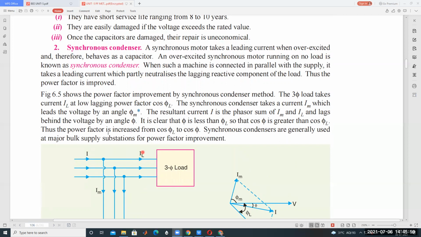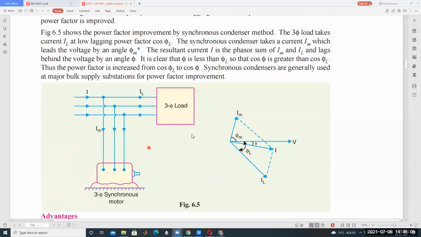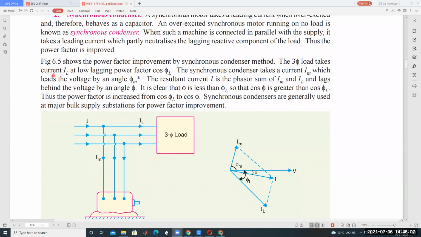In this figure, power factor improvement by the synchronous condenser method. The three-phase load takes a lagging current IL at a low lagging power factor, cos φL. The angle between the supply voltage and the current IL is φL. If the angle is more, cos φL is less, so the load power factor is less.